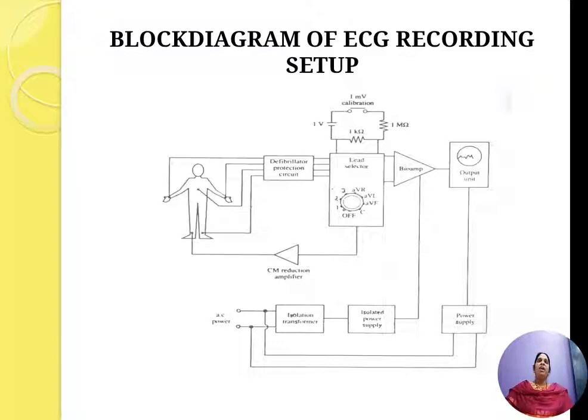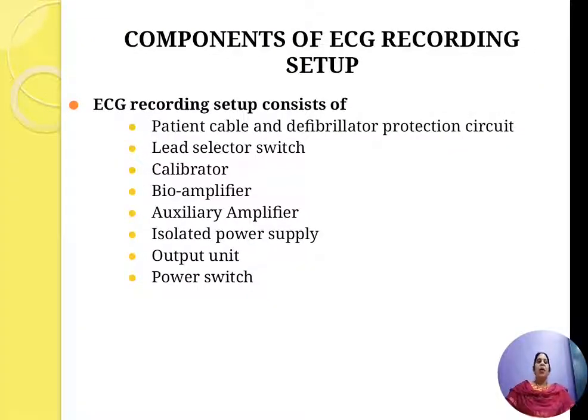So the basic blocks of an ECG recording setup are the patient cable and defibrillator protection circuit, then the lead selector switch, the calibrator, the bioamplifier, the auxiliary amplifier, the isolated power supply, the output unit and the power switch. These are the components of an ECG recording setup.